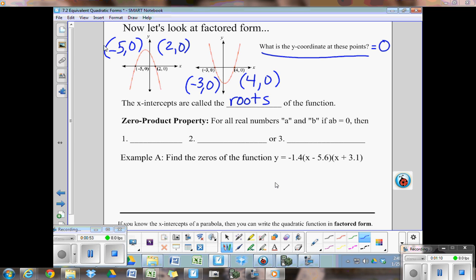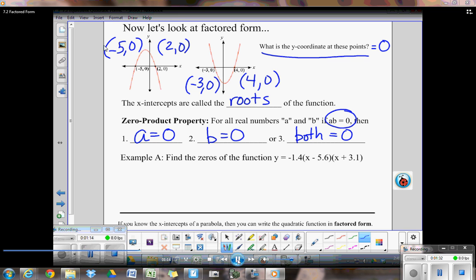Now, the nice thing about factored form is that it will help you find those roots of the function. And this goes for not only parabolas, but other polynomials as well, which we'll see later in the chapter. What the zero product property tells us is that if a times b equals 0, then either a equals 0, b equals 0, or both a and b are 0. So we can use the function to find the zeros of the parabola.